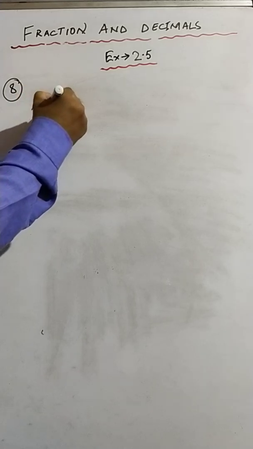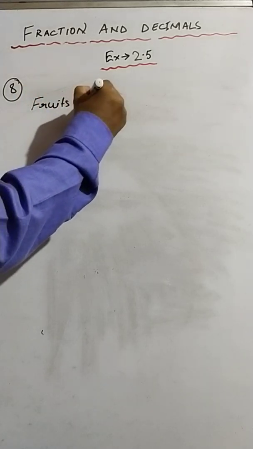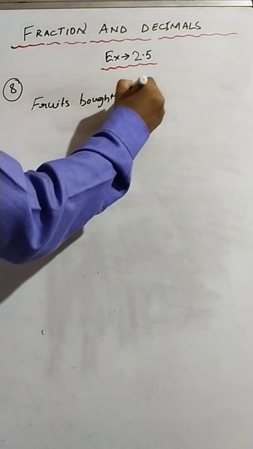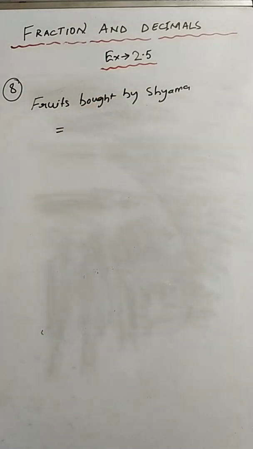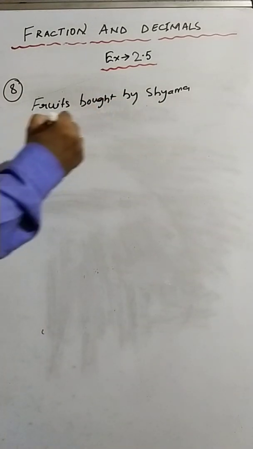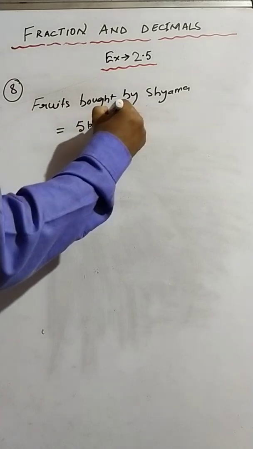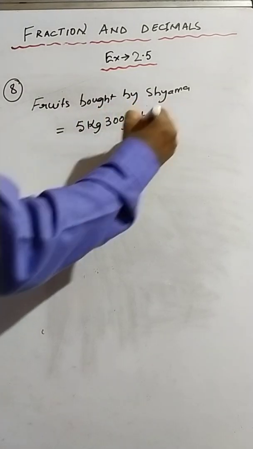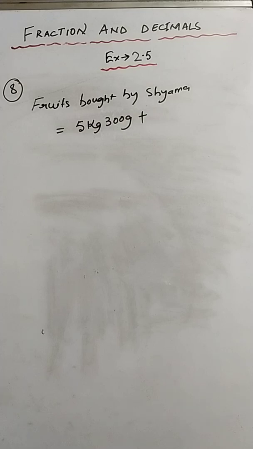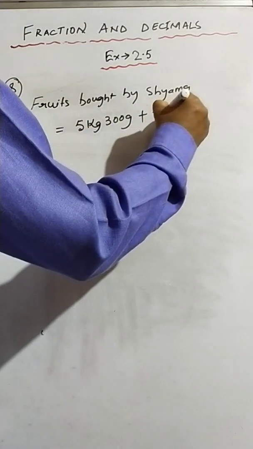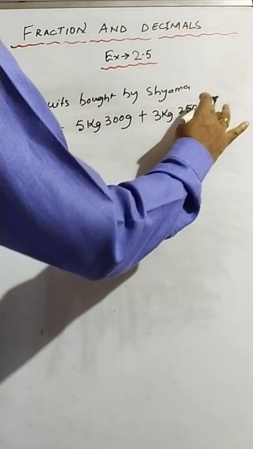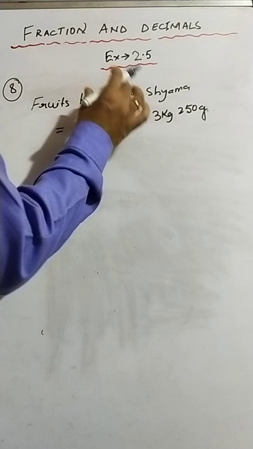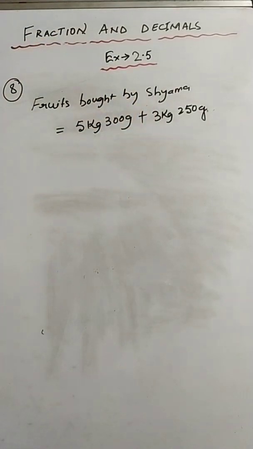Fruits bought by Shama. That is what? How many kg of apples did she buy? 5 kg 300 grams of apples and 3 kg, again 3 kg 250 grams of mangoes. Okay, so this is the total fruit bought by Shama. Now we have to add it and see what is the total fruit that Shama bought.